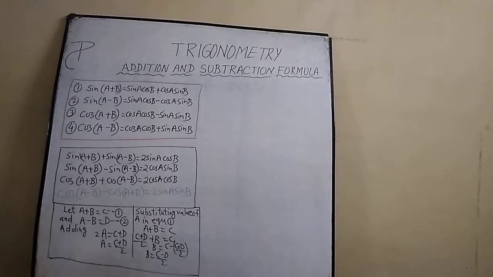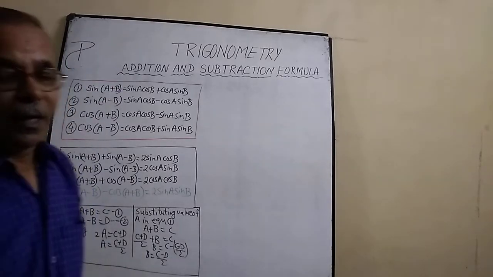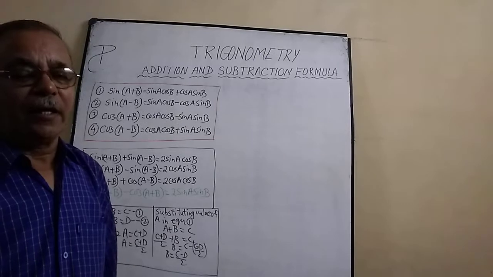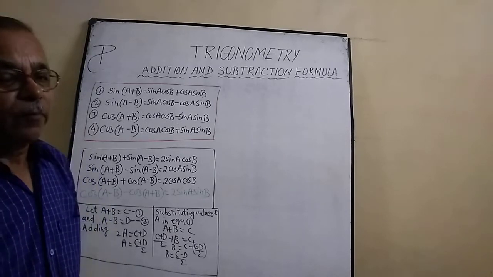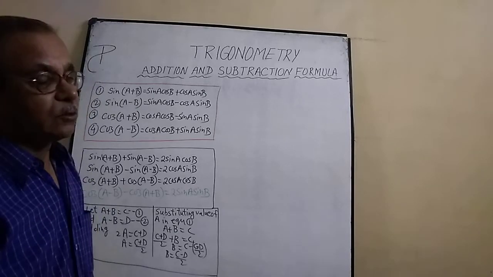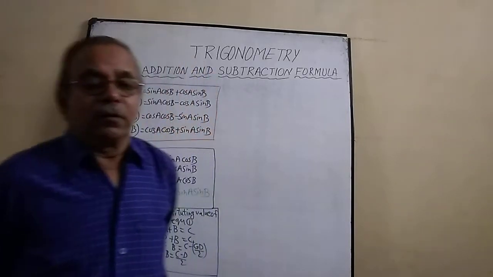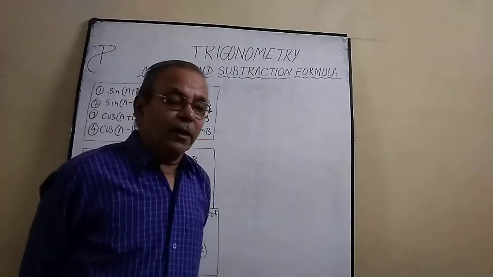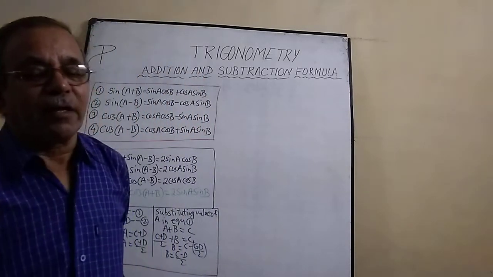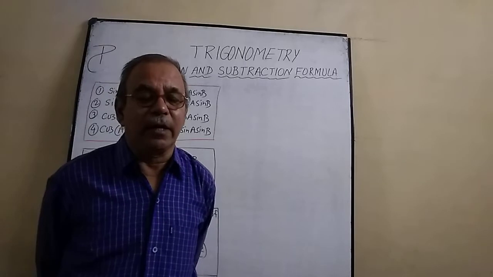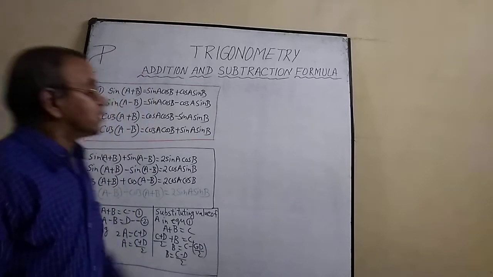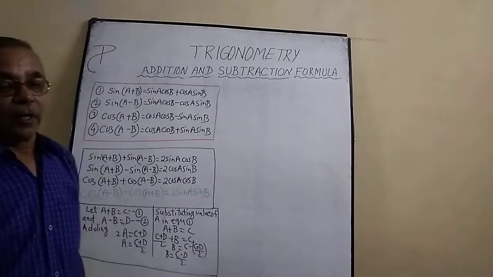Students, today we discuss trigonometry's addition and subtraction formulas. Last time we discussed the introduction of trigonometry, angles and measurements. Then we went through different types of angles, 0 to 360 degrees. After that we found the complements of angles, that is, sin 90 minus theta and cos 90 minus theta. And today we discuss the addition and subtraction formulas.